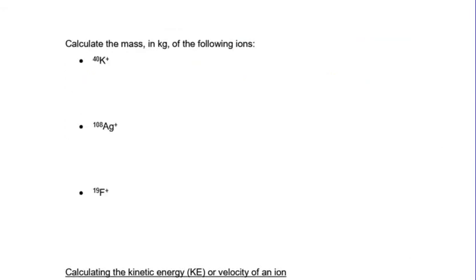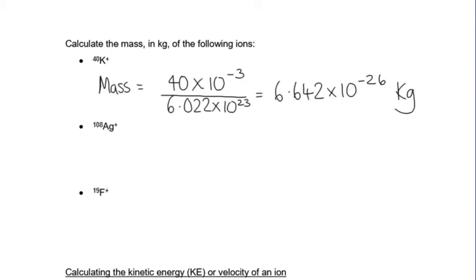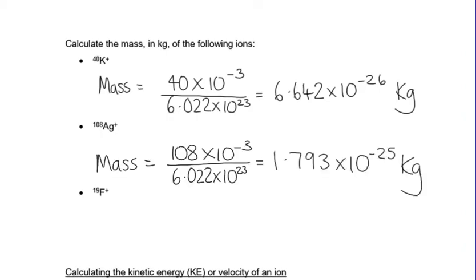So what I'd like you to do now is pause the video and see if you can do that calculation 3 times to work out the mass in kilograms of the following ions. So on that first one, the relative isotopic mass was 40 from the top. Turn it into kilograms and divide by Avogadro's, and you should get this. And then I've got my second one.